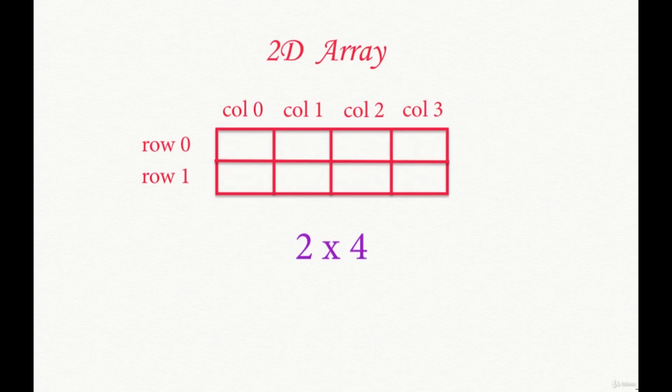Welcome. In this session we will learn about two-dimensional arrays. A two-dimensional array is a type of array where we store data in the form of a matrix. That is, we have rows and we have columns. So this particular array that you can see on screen is of dimension 2 by 4, which means that it has 2 rows and 4 columns.